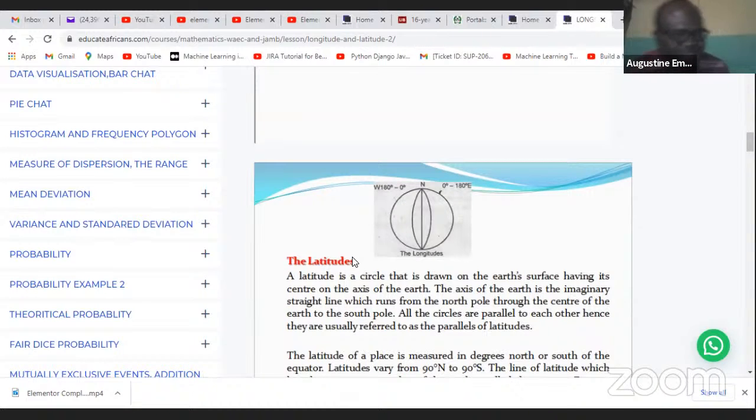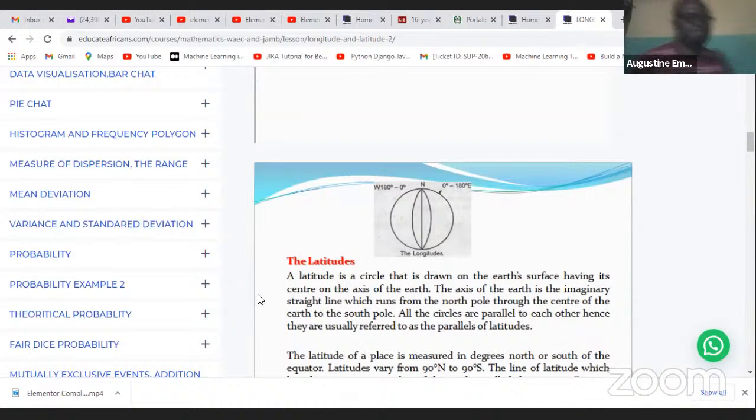A latitude is a circle that is drawn on the Earth's surface, having its center on the axis of the Earth. The axis of the Earth is the imaginary straight line which runs from the North Pole through the center of the Earth to the south. All the circles are parallel to each other, and they are usually referred to as parallels of latitude. So why do you call them parallels of latitude? Because they are parallel to each other.